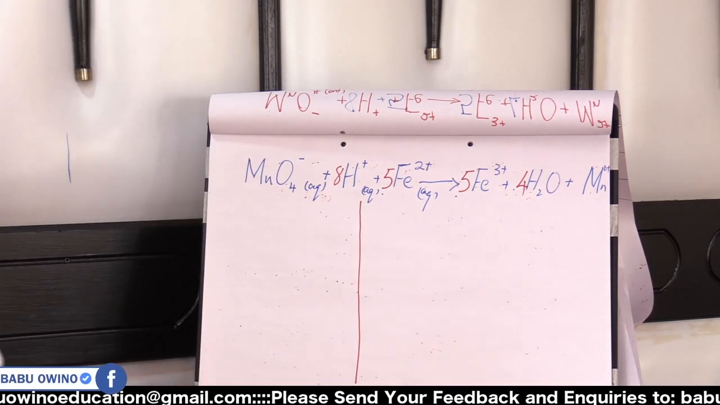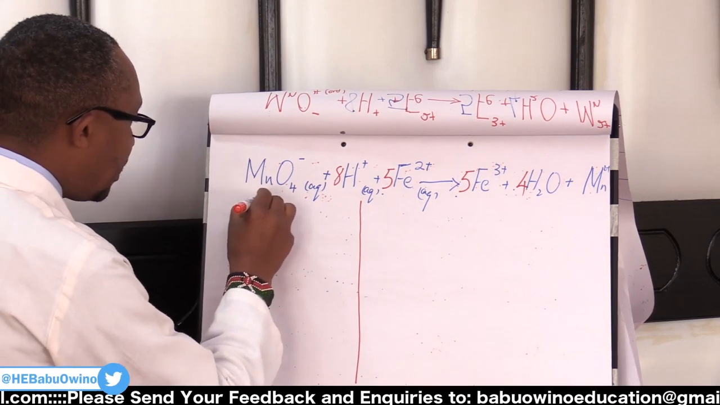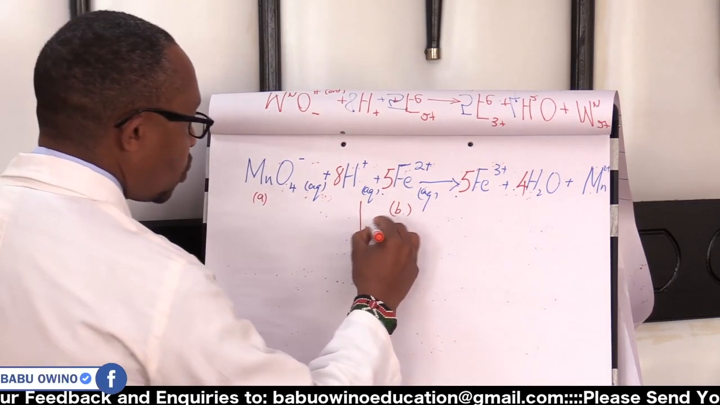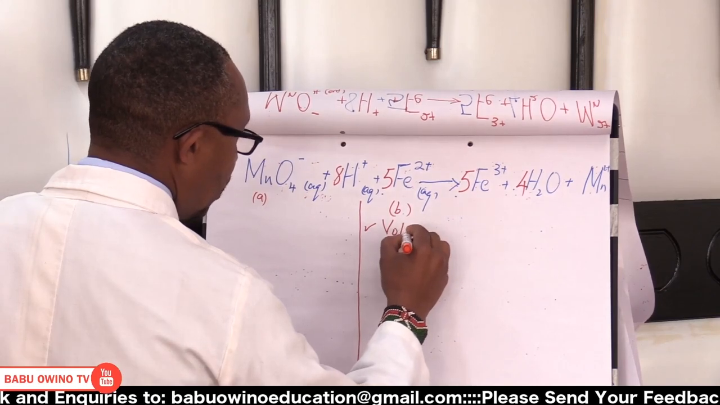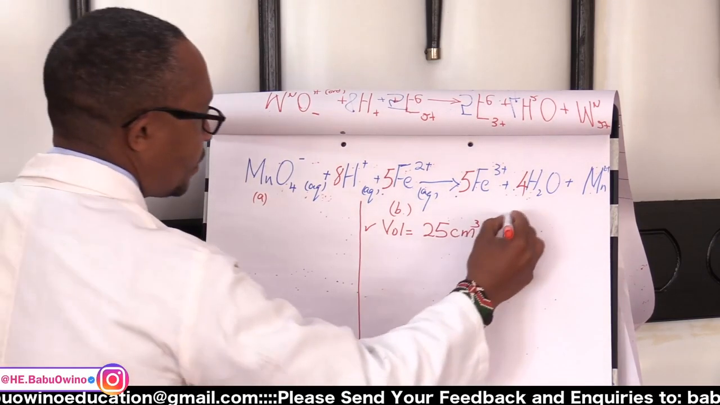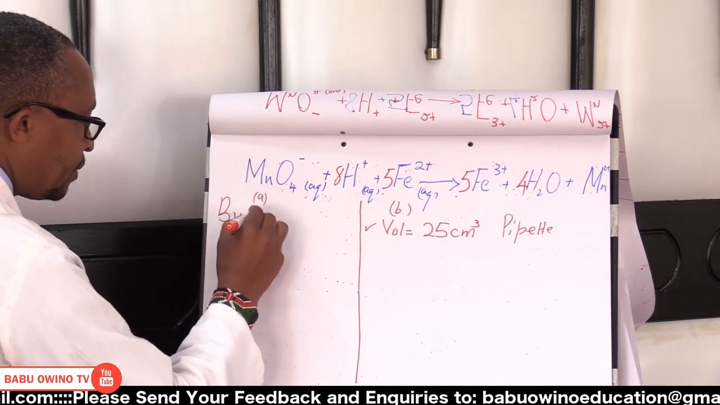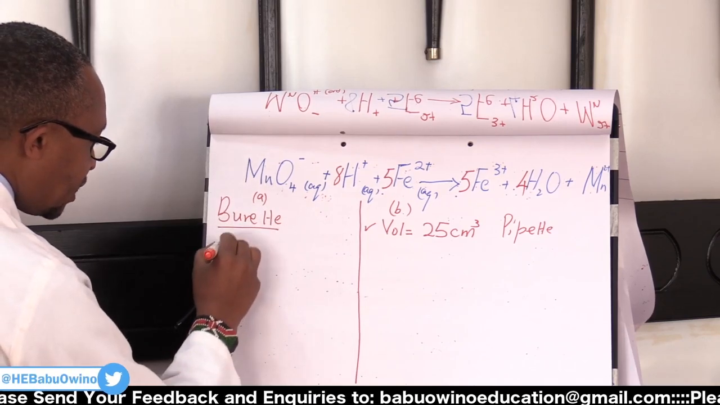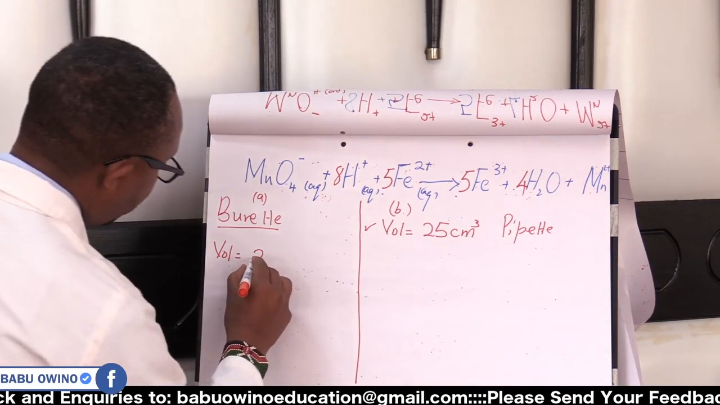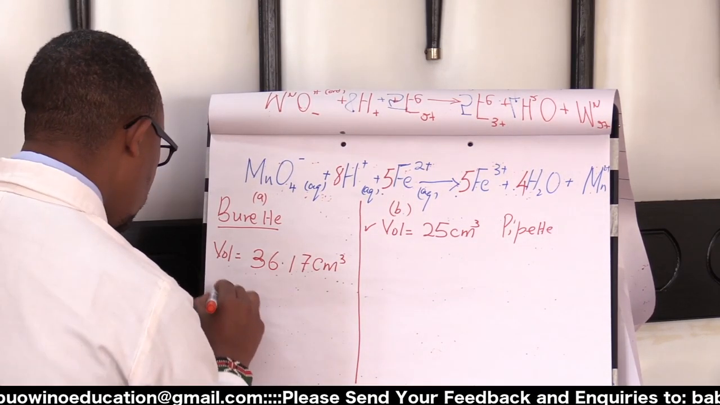You don't have to worry. In these questions, the exercise is the same. Very simple. So this could be solution A. This could be solution B. Here we have discovered that the volume was 25 cubic centimeters from the pipette. This is the pipette. Here, this is the average volume because this is the burette. And we have seen that the volume here was 36.17 cubic centimeters. This is your solution A.